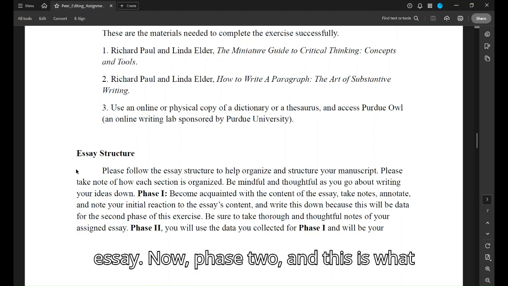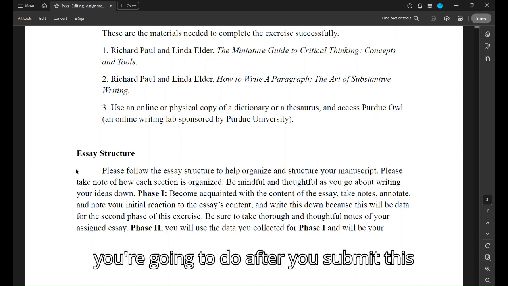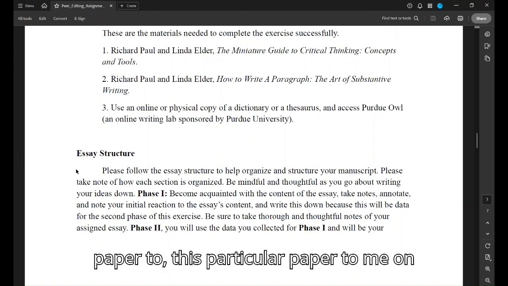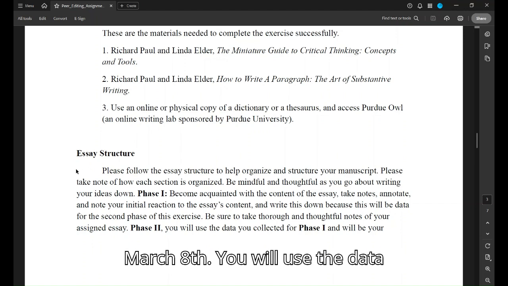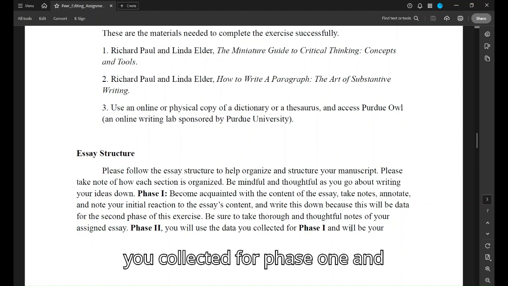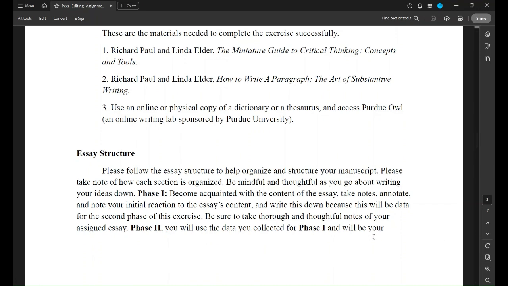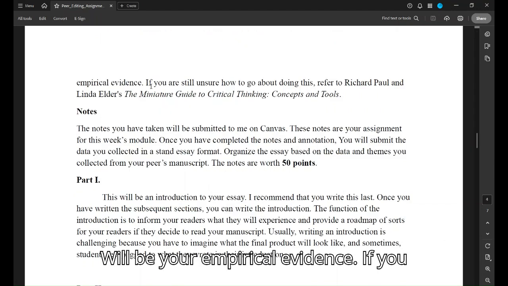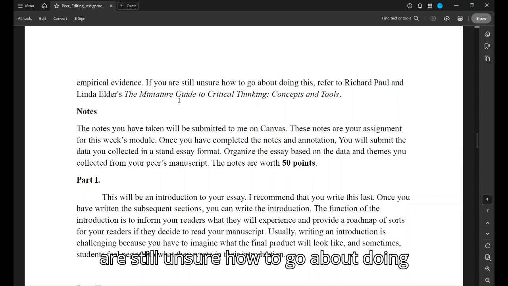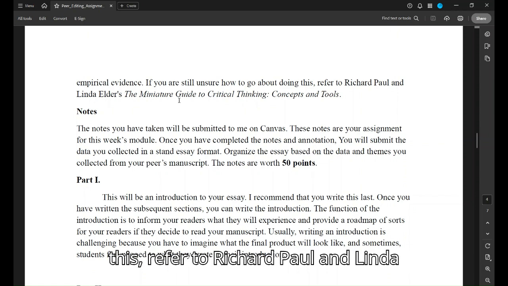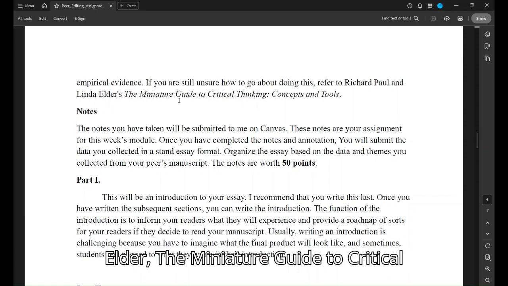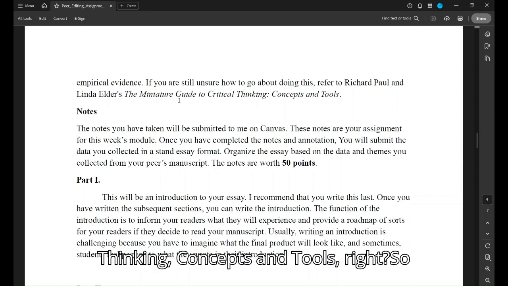Now, phase two, and this is what you're going to do after you submit this particular paper to me on March 8th. You will use the data you collected for phase one as your empirical evidence. If you are still unsure of how to go about doing this, refer to Richard Paul and Linda Elder, The Miniature Guide to Critical Thinking Concepts and Tools.